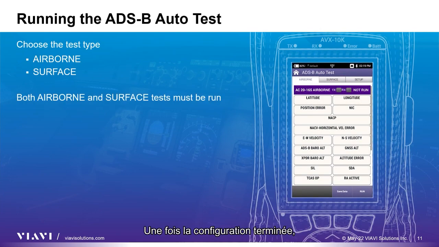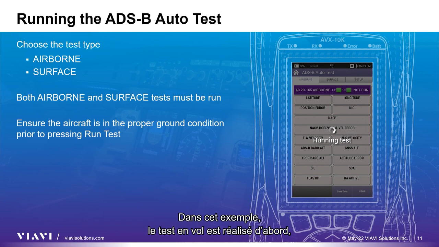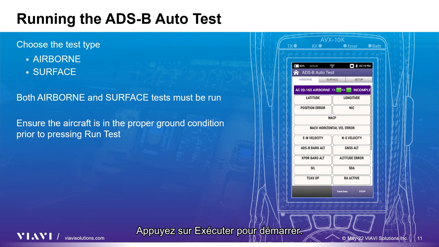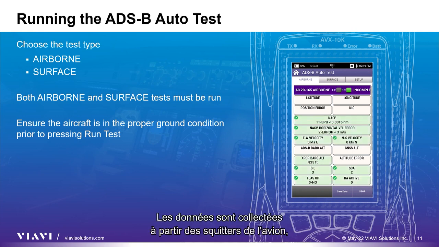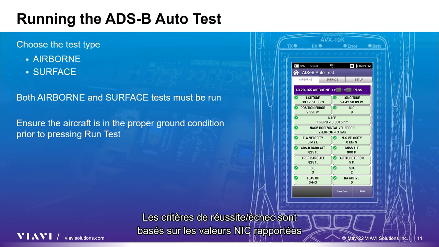Now that the setup is complete, choose either the airborne or surface test depending on how the aircraft is configured. In this example, the airborne test is performed first, but both tests will need to be run to get a complete test. Press Run to start the test. The data is collected from the aircraft squitters, as shown here. Once all registers are populated, a pass-fail indication will be shown. The test continues to monitor the aircraft's squitters and compare against the referenced altitude, latitude, and longitude until the stop key is pressed. The pass-fail criteria are based on reported NIC values and register content in the squitters being transmitted.